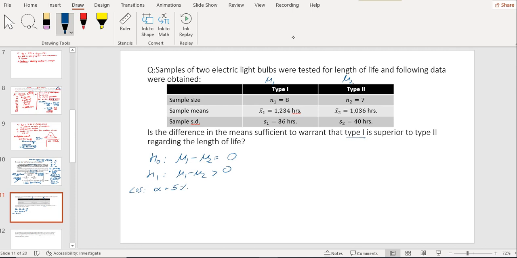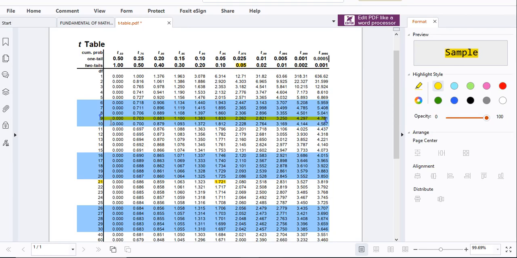And what about the degree of freedom? This is n1 plus n2 minus 2. So n1 is 8, n2 is 7, so it is 13. We need to check the value of t at 5% level of significance and 13 degrees of freedom, and it is a right tail alternative. So we are going to refer to the t table for 11 degrees of freedom.